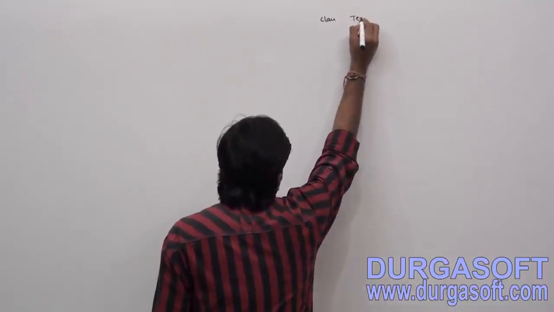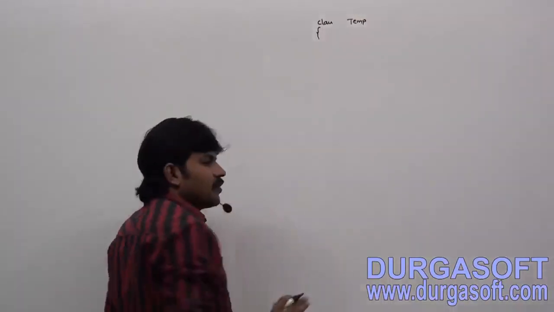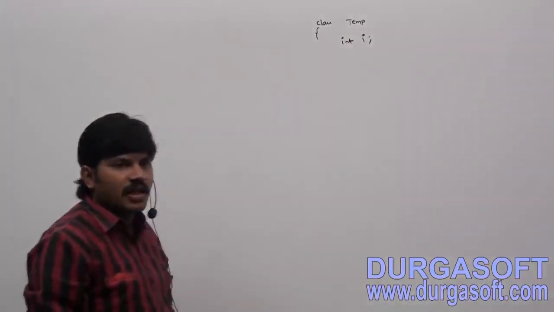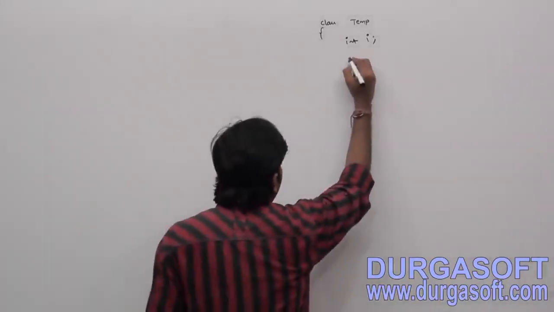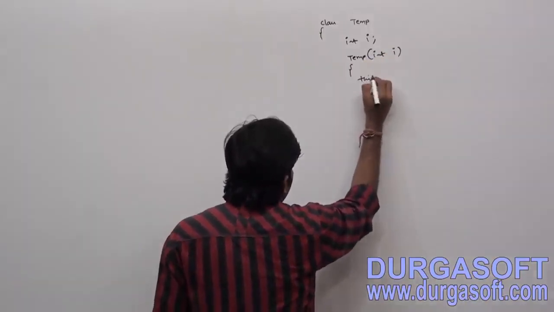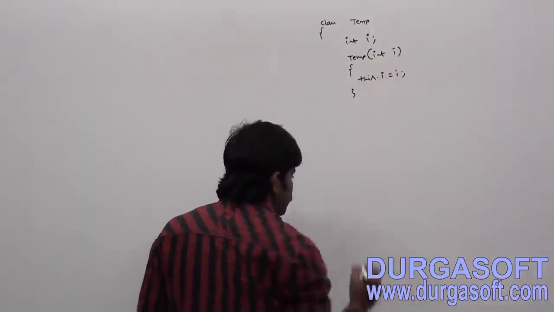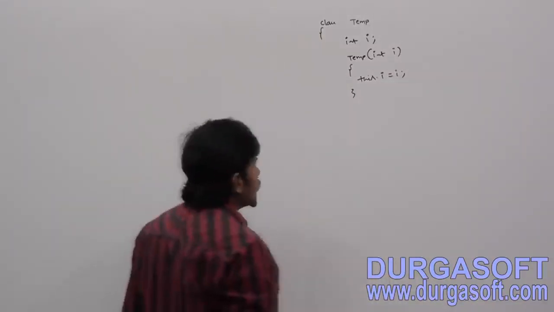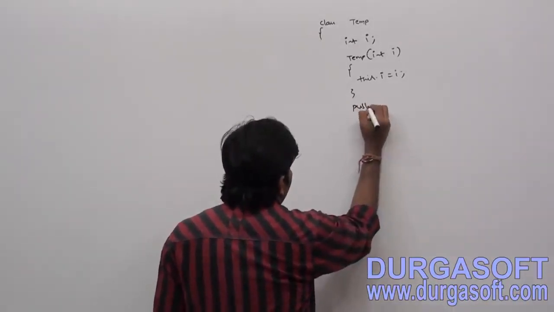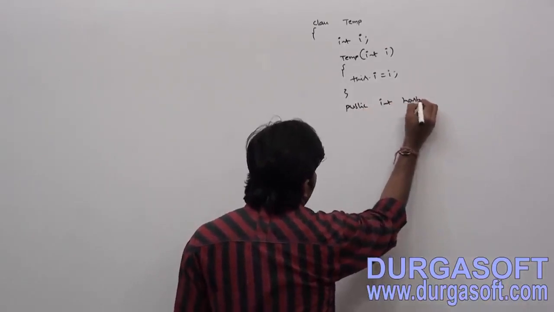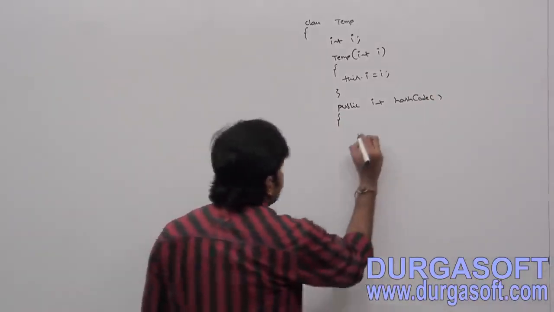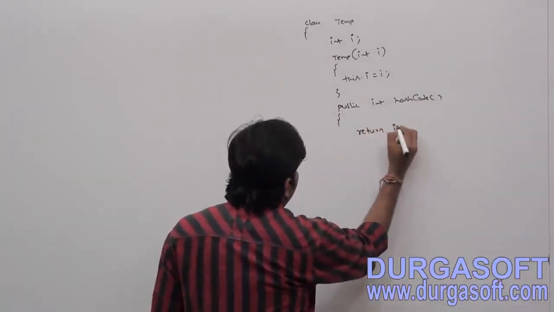Here I am taking a class Temp. Under this Temp class there is one instance variable i. What type is i? Int type, right? Now Temp(int i), this.i = i. Then observe, public int hashCode(), here just return the i value.